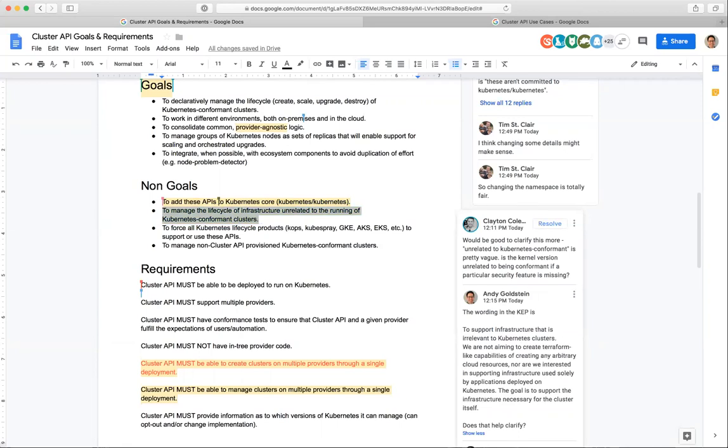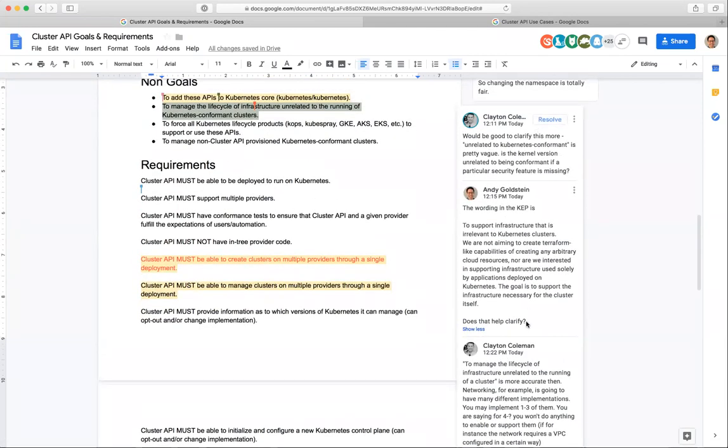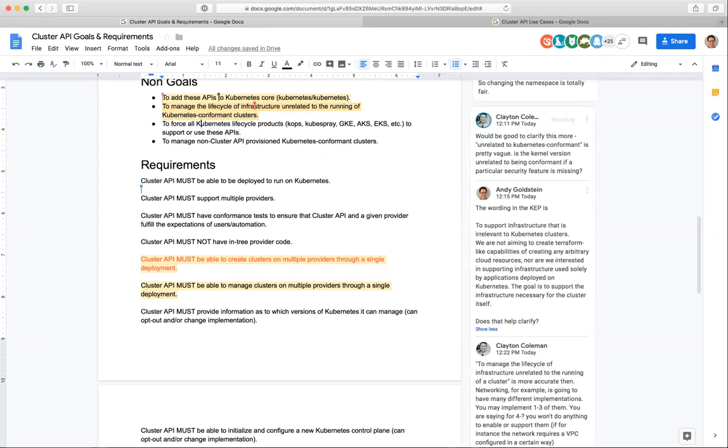Okay, the next non-goal is to manage the life cycle of infrastructure unrelated to the running of Kubernetes conformant clusters. So we don't want to become generic Terraform, creating anything you can do in any cloud provider. I thought this was fairly straightforward, although there was some discussion back and forth between Clayton and me. But I think this wording hopefully will work for everybody. If not, feel free to add some more comments.